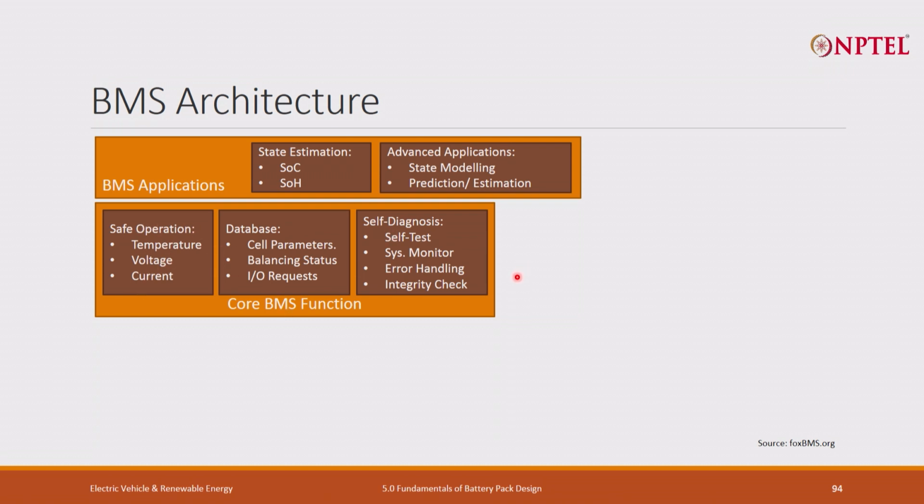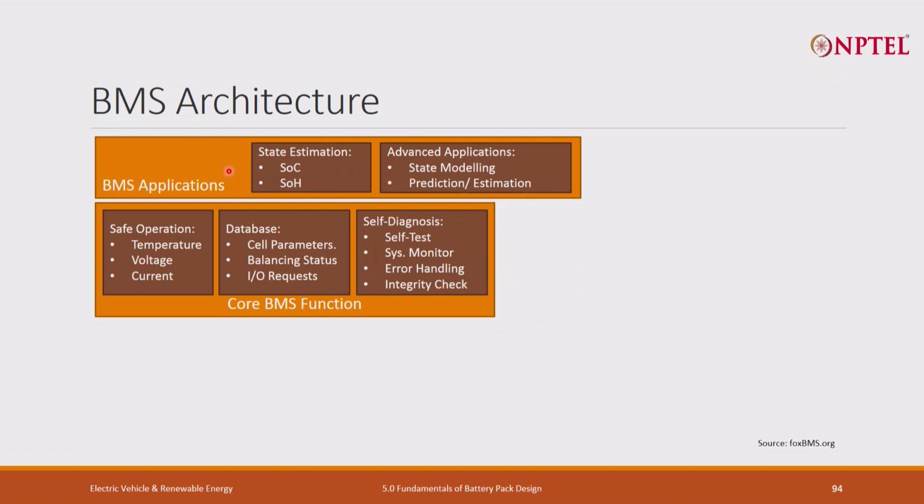If there is any error, how to handle it? Then it also does integrity check. When I say integrity check, I mean whether everything is functional or not. My IMD, if it is a high voltage system, the insulation monitoring device, is it working or not. Are all functional parameters within the limit or not. Are cell voltages within the limit or not. So that's what is integrated. It does it by itself. So that's the core BMS function.